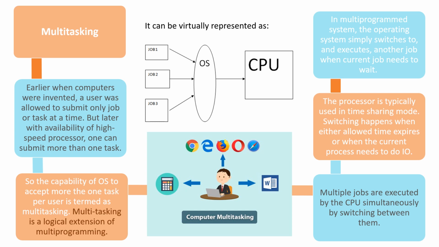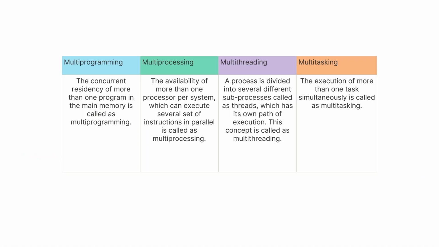Now we can summarize the differences between all four terms. Multiprogramming is the concurrent residency of more than one program in the main memory. Multiprocessing is the availability of more than one processor per system which can execute several sets of instructions in parallel. In multithreading, a particular process is divided into several different sub-processes, each with its own path of execution.